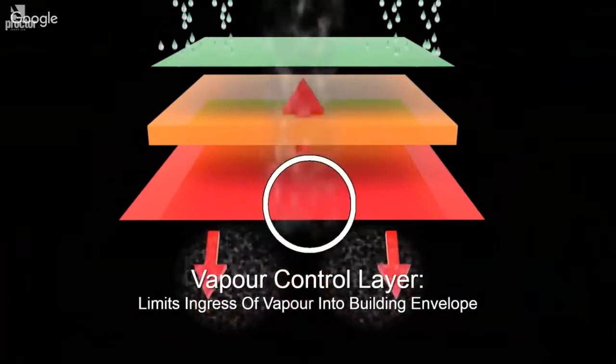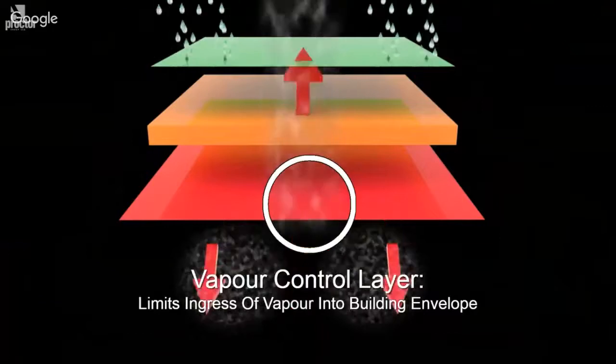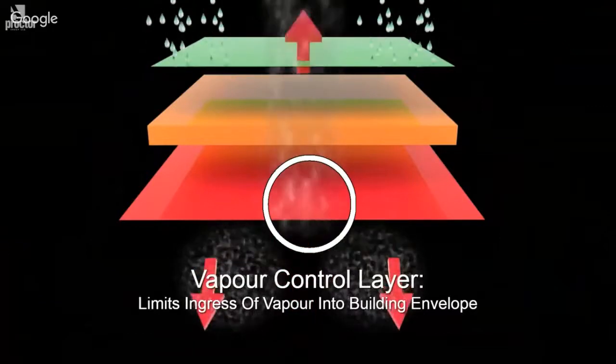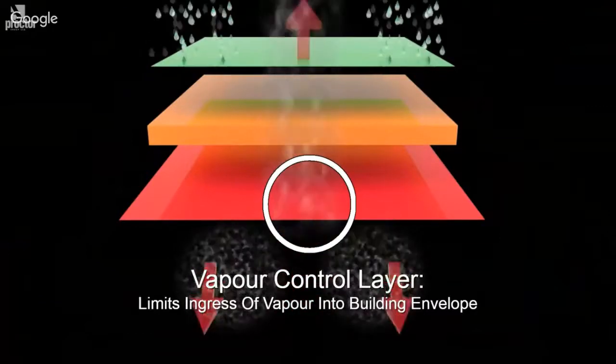A vapor control layer is installed internally, and what it does is help prevent any condensation or moisture vapor from entering the roof or wall construction.